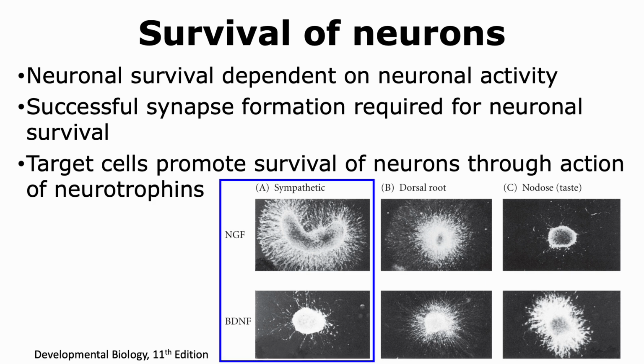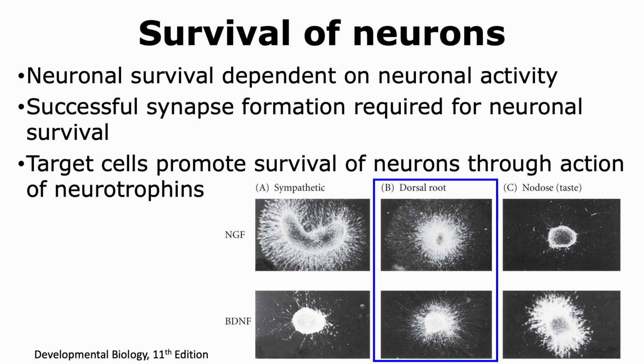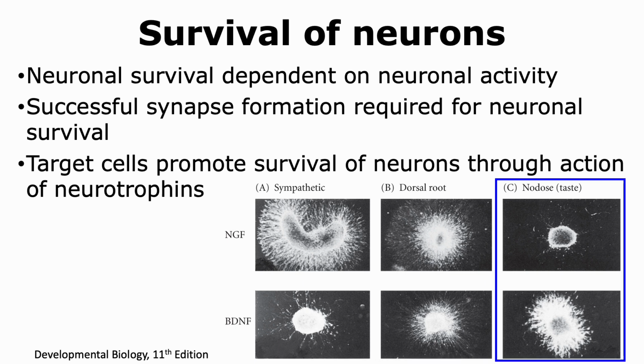So if we look at neurons in the sympathetic ganglion, we can actually see the effect of two neurotrophins. The first one is NGF, which actually promotes the survival of the neuron. However, when we look at another type of neurotrophin, which is BDNF, that one does not allow the survival of the sympathetic ganglion. In the case of the dorsal root ganglion, we can see that NGF and BDNF both promote the survival.